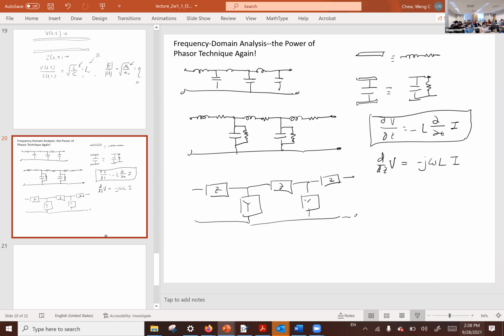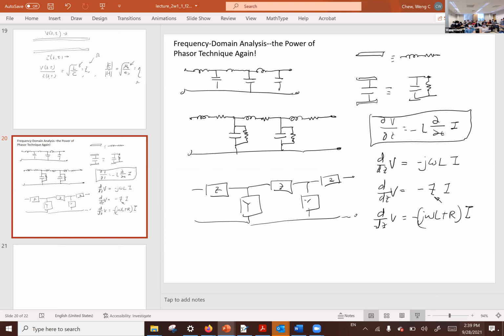Okay. So I can think of this as minus Z I. And then I can choose the Z to be a different type now. If I want to, I can generalize this to jωL plus R, times I, and that will be my Z.